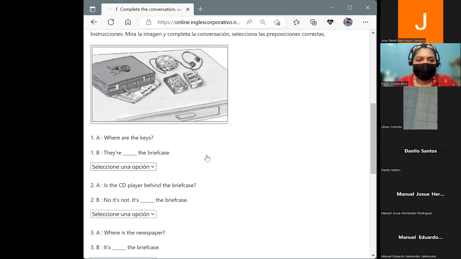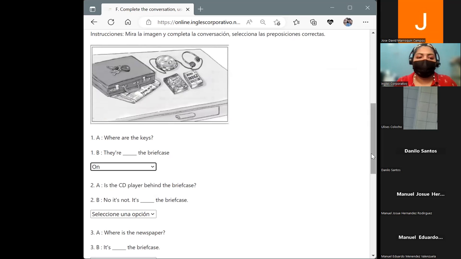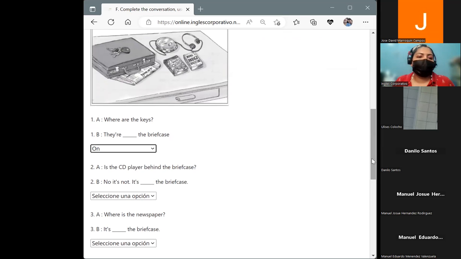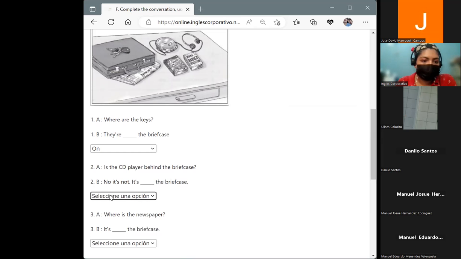Where are the keys? They are on, next to, under, in front of. They are on the briefcase. Next one. Is the CD player behind the briefcase? No, it is not. It's on, next to, under, in front of. Next to.